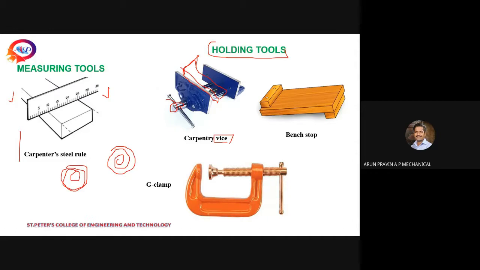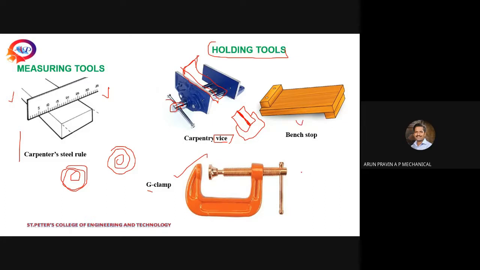Then I want to hold a workpiece. Suppose I have two wooden workpieces like this and I give some glue in between to join these two workpieces. Based on the G clamp, I will hold these two workpieces like this. The glue may take 5 or 10 seconds, or 10 minutes, to join the two workpieces. At that time I will use a G clamp like this to clamp the workpiece. Then what is this bench stop?